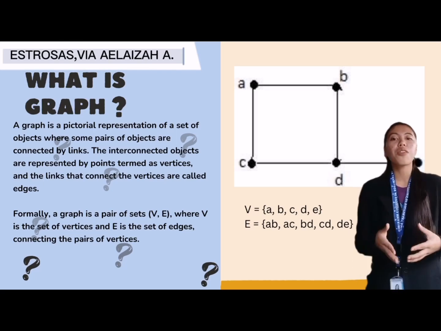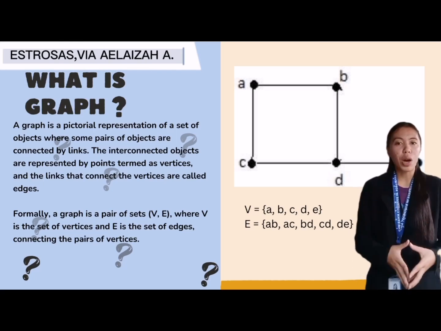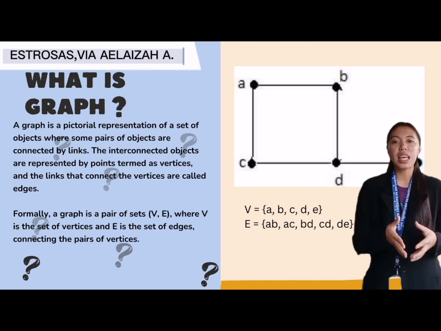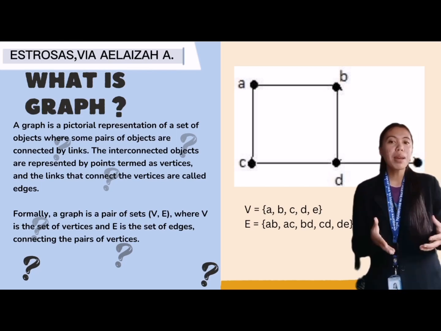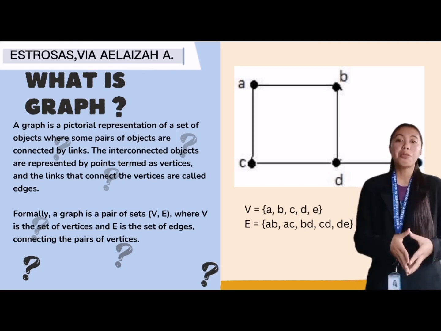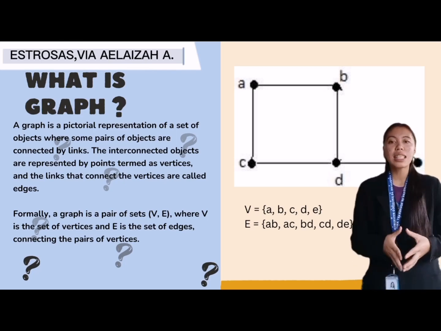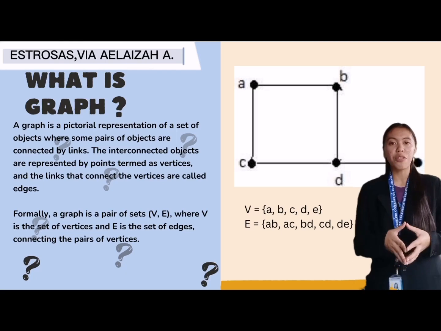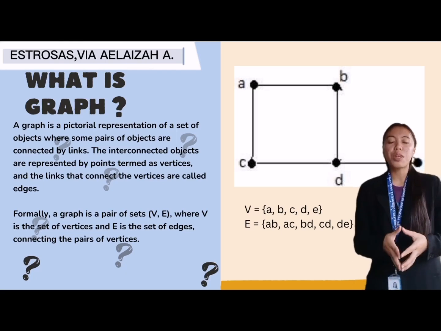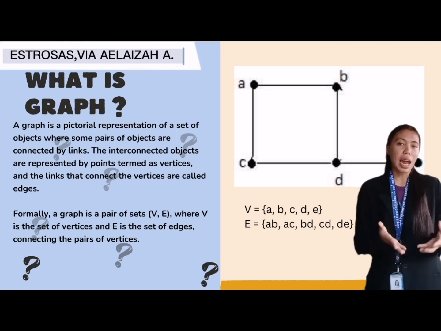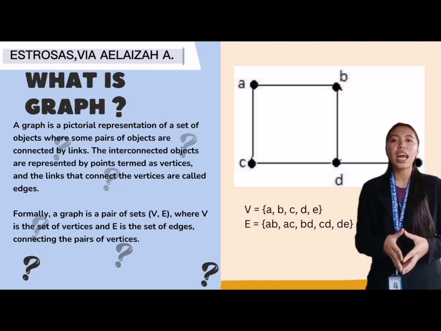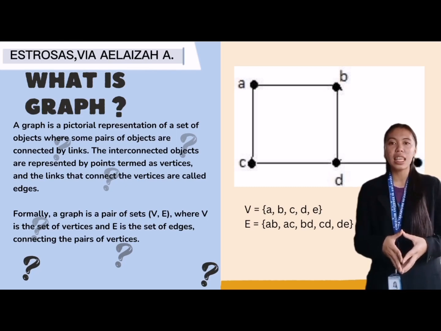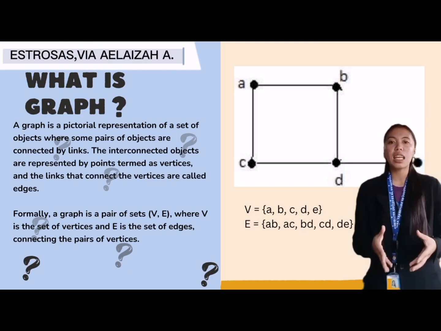The interconnected objects are represented by points, termed as vertices, and the links that connect the vertices are called edges. Formally, a graph is a pair (V, E), where V is a set of vertices and E is a set of edges connecting the pairs of vertices. Take a look at the following graph. The vertices are A, B, C, D, and E. And the edges are AB, AC, BD, CD, and E. So let's proceed to its applications.